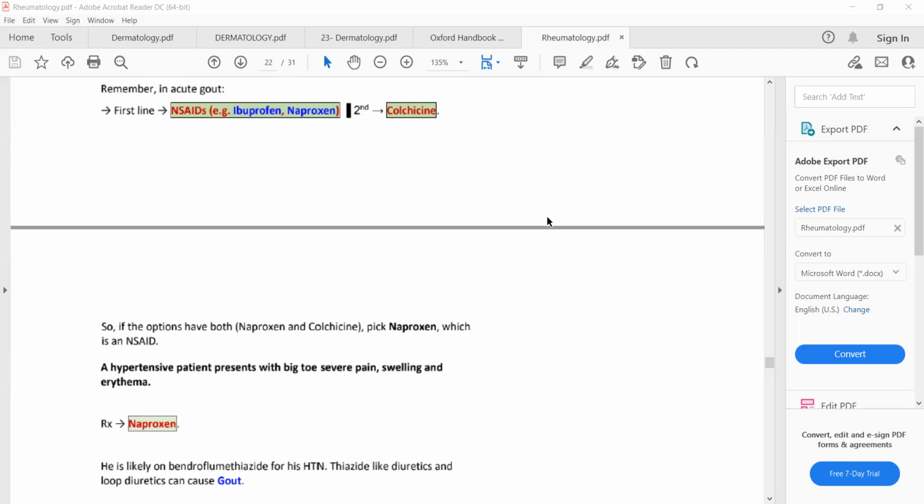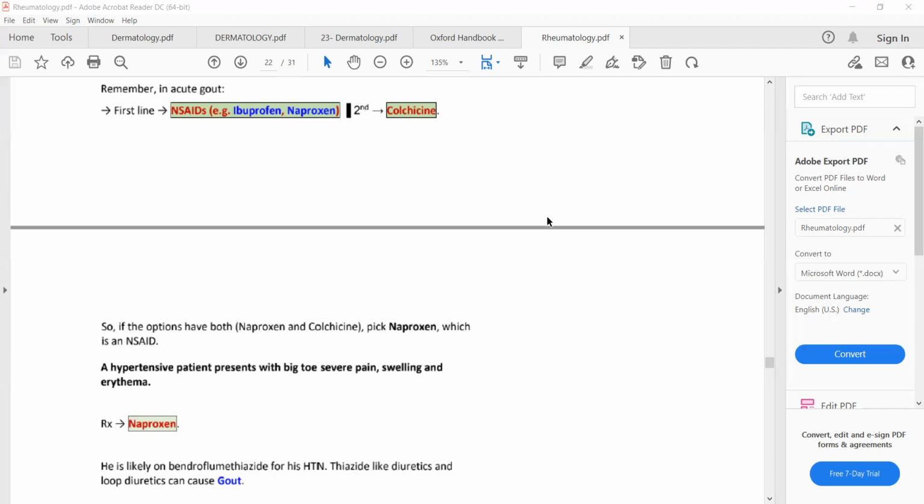And for acute management, NSAID is first line and colchicine is second line. So if both of them are given in the options, then you will select an NSAID, such as ibuprofen or naproxen. But if they mention in the question that there is no improvement with the NSAIDs, then you can try colchicine.